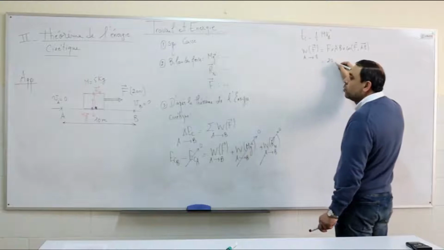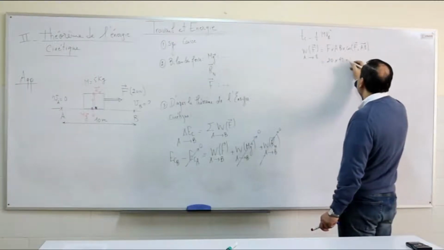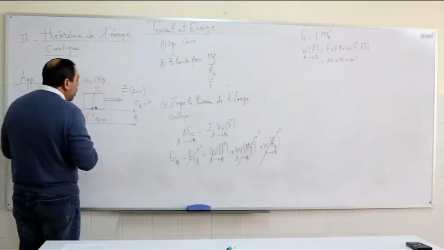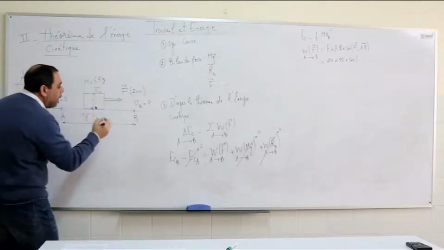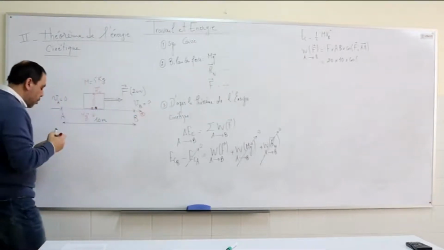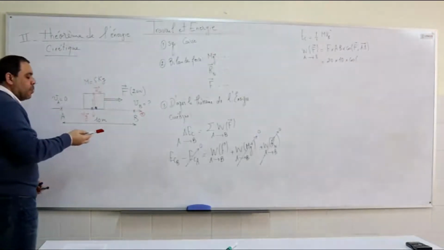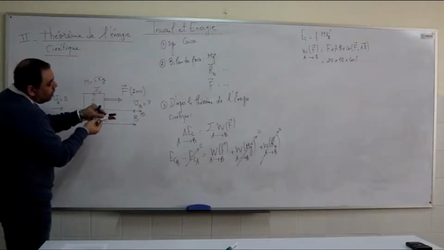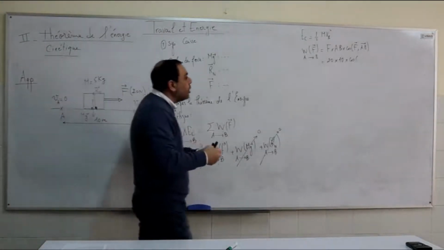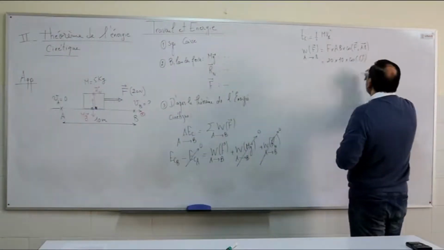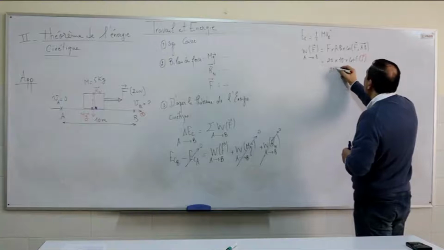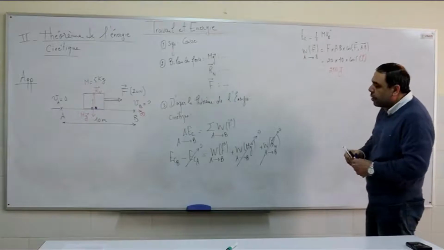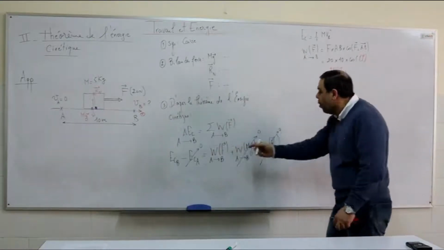This is equal to 20 times 10 times cosine of the angle between F and the displacement vector AB. The displacement vector is to the right, and F has the same direction. The angle between these two vectors is equal to 0. So the answer is 200 joules. Hence, the kinetic energy at B is equal to 200 joules.